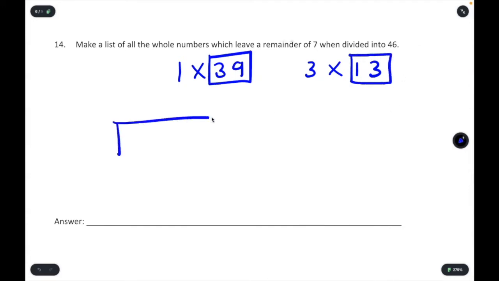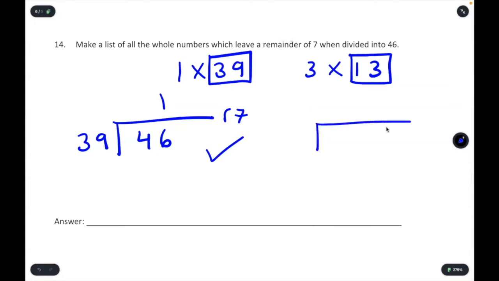So if we do 46 divided by 39, I know this looks big, but don't worry, because 39 goes once into 46, and we've got leftover 7, so remainder 7, which is what we wanted. So tick. Meanwhile, what happens if we divide 46 by 13? Well, 13 threes are 39, and we've got a remainder of 7, so tick. So we've just tried and tested these two. Those are really the only two options. Therefore, your answers are 13 and 39.